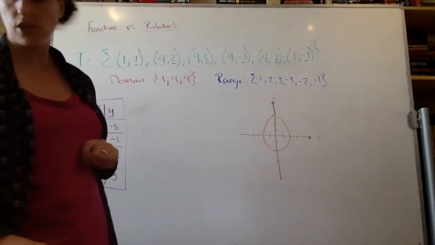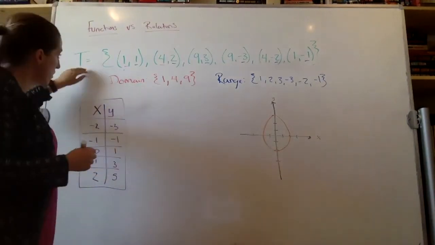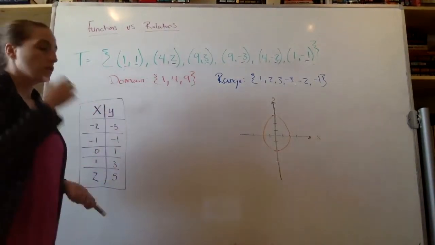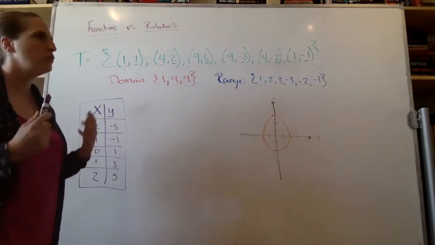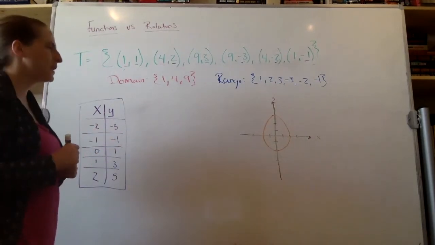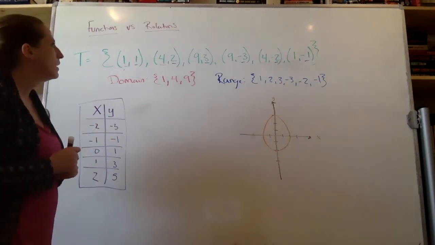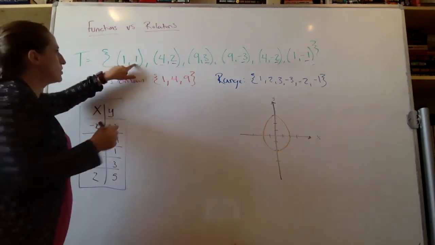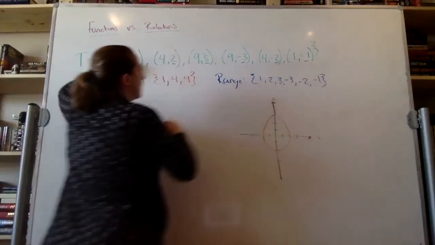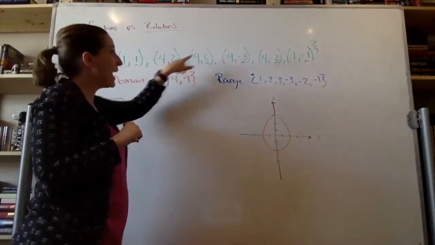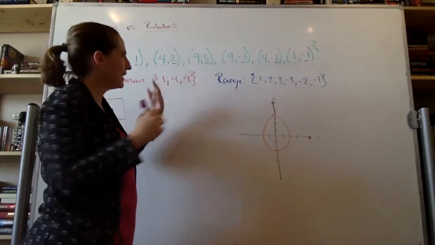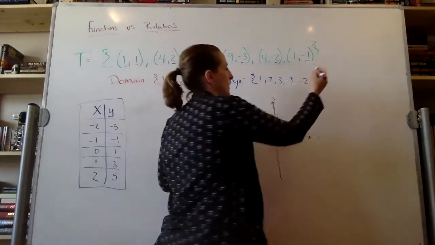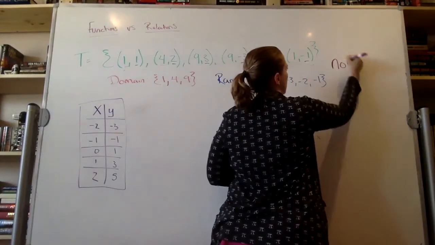And the other thing we wanted to know is whether or not this relation, t, was a function. In order to be a function, every domain element has to map to a unique range element. So what do you think, function or not? Yeah, this is definitely not a function. It fails several times, right? 1 goes to 1, but 1 is also mapping to -1. 4 is going to both 2 and -2. 9 is going to both 3 and -3. So this is not a function.